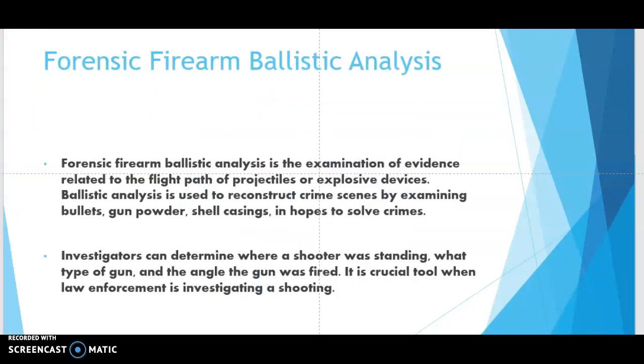Forensic firearm ballistic analysis is the examination of evidence related to the flight path of projectiles or explosive devices. Ballistic analysis is used to reconstruct crime scenes by examining bullets, gunpowder, and shell casings in hopes of solving crimes. Investigators can determine where a shooter was standing, what type of gun, and the angle the gun was fired. It is a crucial tool when law enforcement is investigating a shooting.